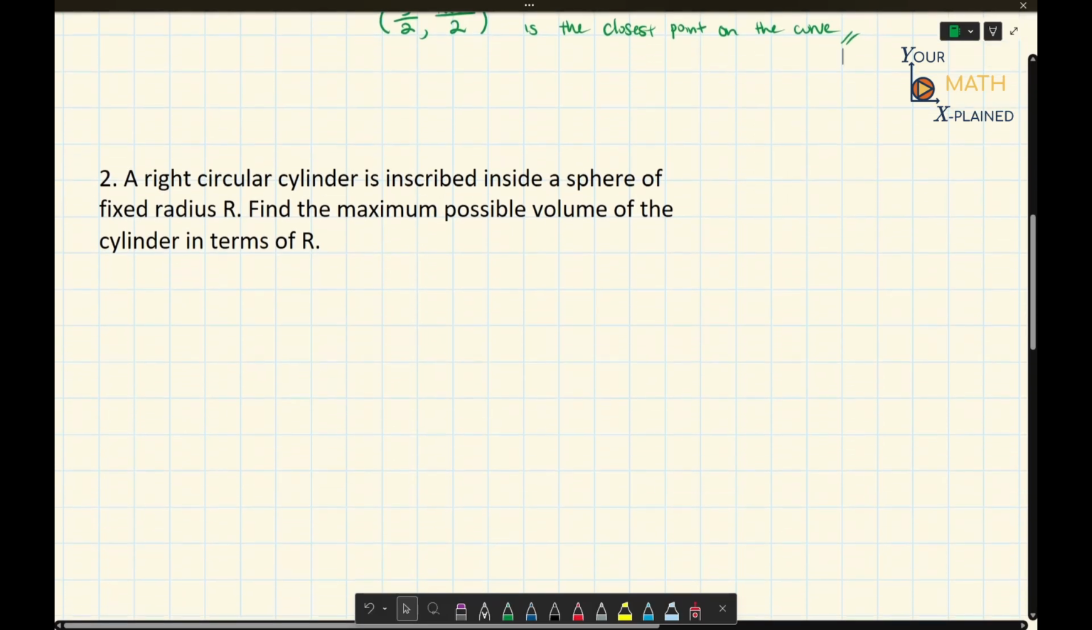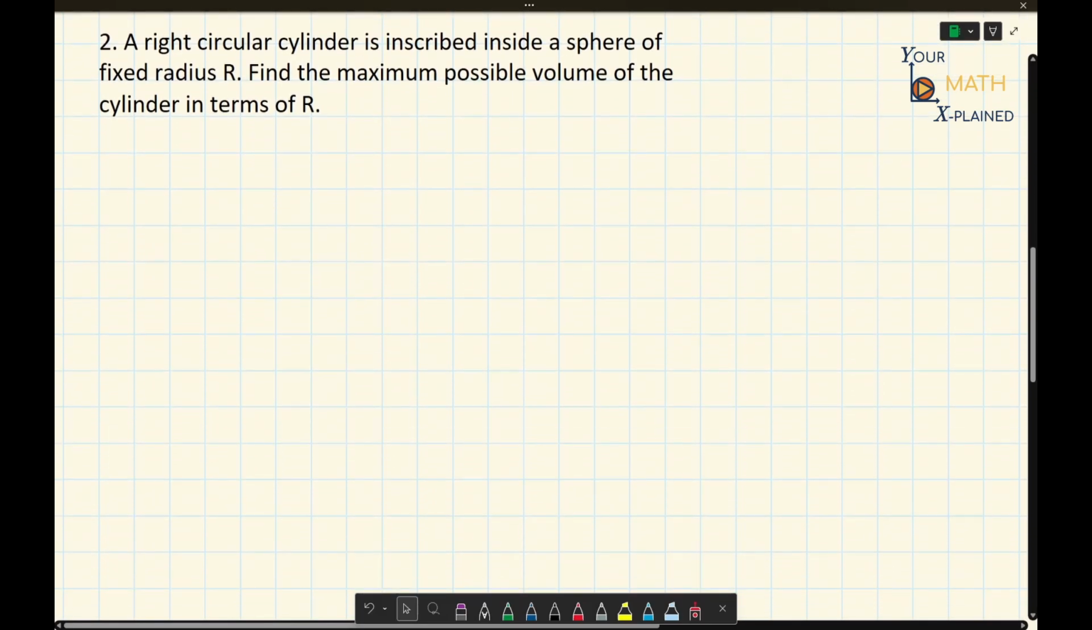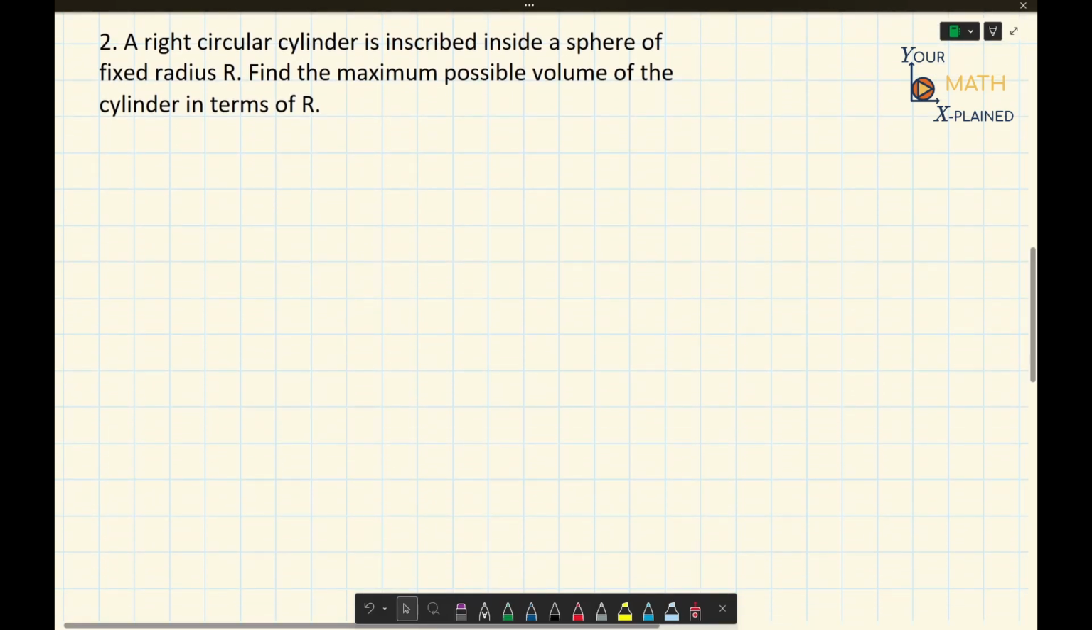Now for our second question, we have a right circular cylinder that is inscribed inside a sphere of fixed radius capital R. And we want to find the maximum possible volume of the cylinder in terms of capital R. So I'm just going to go ahead and draw a diagram to illustrate what that looks like.